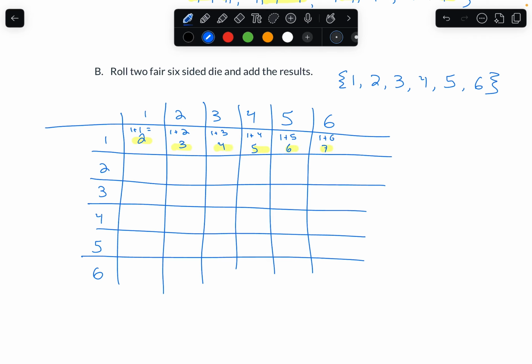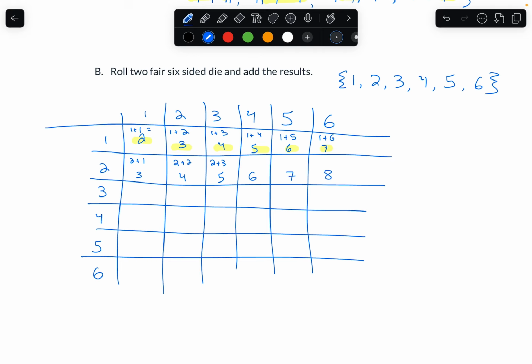Okay, so my outcomes here are 2, 3, 4, 5, 6, 7. But that's only one row. I've got to consider the other rows as well. So moving down to the next row, 2 plus 1 gives me 3. 2 plus 2 gives me 4. 2 plus 3 gives me 5. And I should start to see a little bit of a pattern here. So 3, 4, 5. 2 plus 4 should give me 6. 2 plus 5, 7. And 2 plus 6, 8.